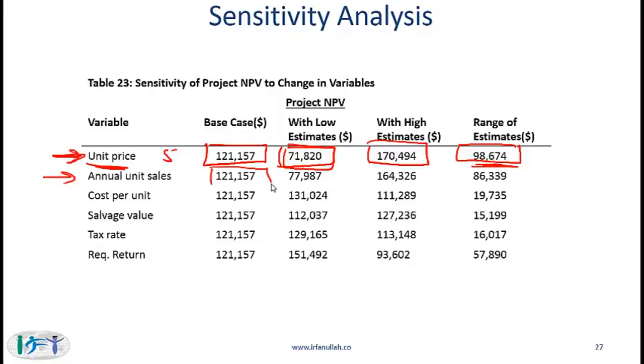With the base case, this is the situation. This number 77,987 is if only the unit sales number is lower than expected, but all other variables are the same. And I hope you can now figure out what all these other numbers mean. Just looking at the information here, we can say that the NPV is sensitive to all these variables, but NPV is most sensitive to unit price, because a change in unit price has the biggest impact on NPV.